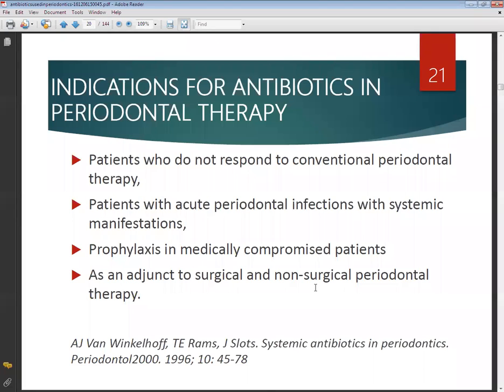The third one is medically compromised patients, in whom we use antibiotics as prophylaxis. And the last one is as an adjunct to surgical as well as non-surgical periodontal therapy.